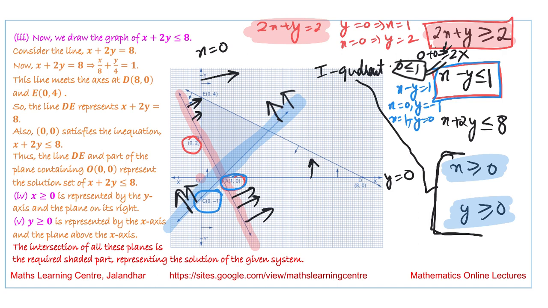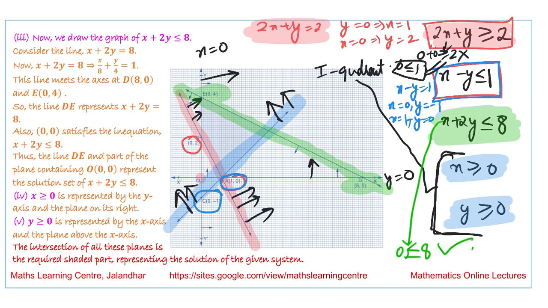The next line we are talking about is x plus 2y is less than or equal to 8. If we plot this line, we will have the points 8 comma 0 and 0 comma 4, and corresponding to these two points, we will have the line in this form. If we substitute 0 0 in this line, we get 0 is less than or equal to 8, it is true, so it is satisfied. So we are talking about the portion below this line.